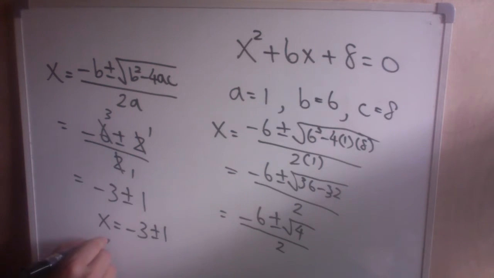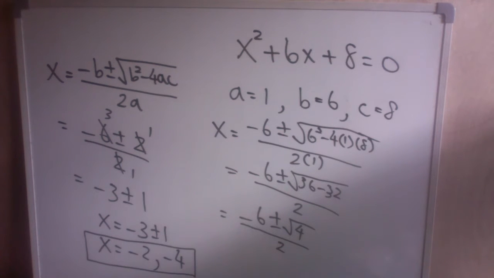So that is just negative 3 plus 1, that's negative 2, and negative 3 minus 1, that's negative 4. So we have our solution: x equals negative 2 or negative 4.